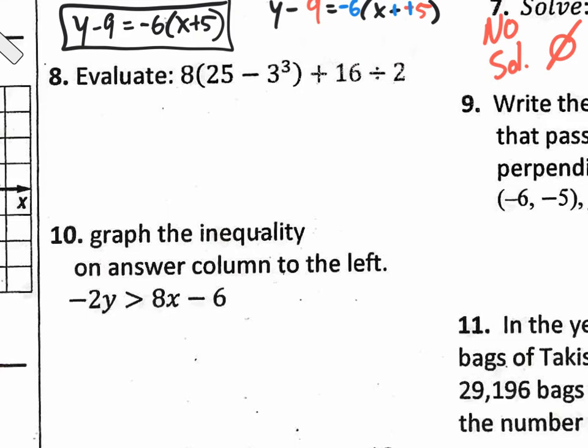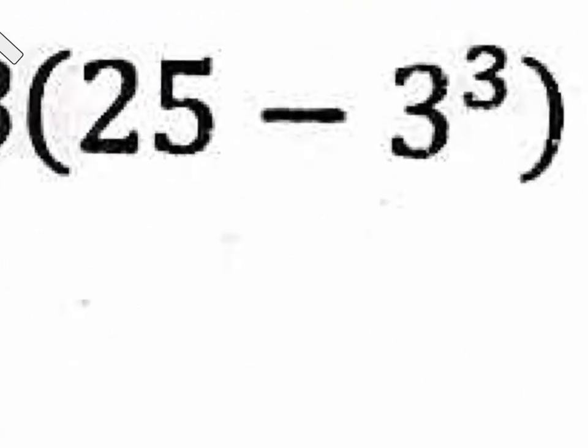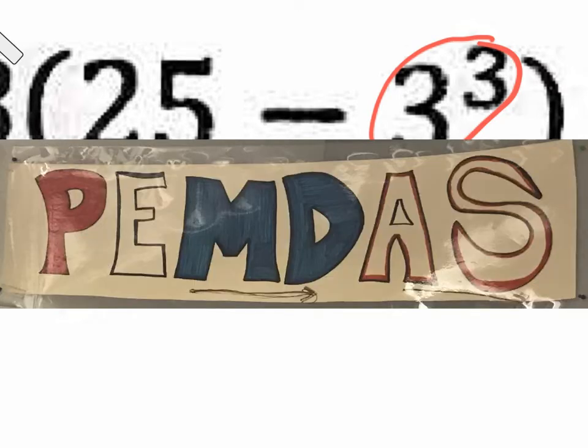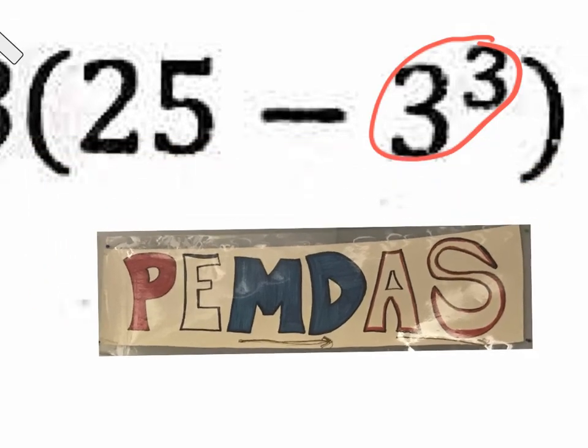8 is a PEMDAS question. So simplifying. So you start with parentheses. You zoom in and do whatever you can inside the parentheses. Inside the parentheses, you have subtraction and exponents. Obviously, you're going to do exponents before subtraction. Where am I getting this from? It's from PEMDAS. And there's a poster we have up in class to help you remember the order that you're supposed to do math. So of course, we're doing parentheses first because that's the first thing on PEMDAS.